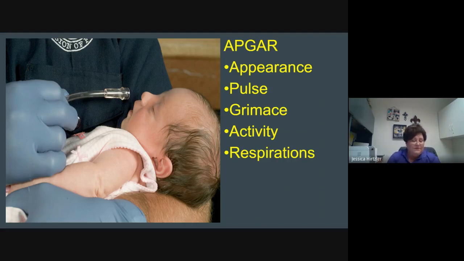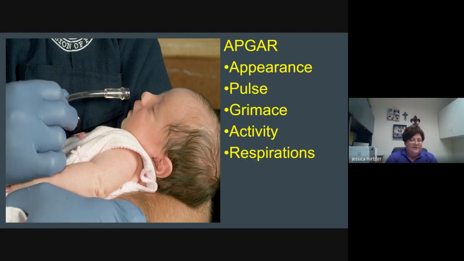Look at their grimace. Look at their activity. Are they active? If they have no reflexive activity when we stimulate them, they get a 0. If they have some facial expression when we stimulate them, they get a 1. If they cough and sneeze and cry, and it's a good strong cry and they're really ticked off, they get a 2.